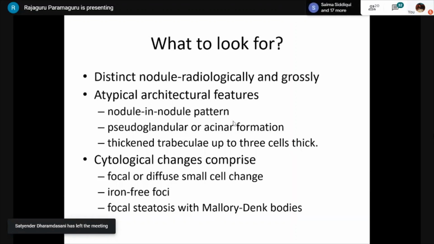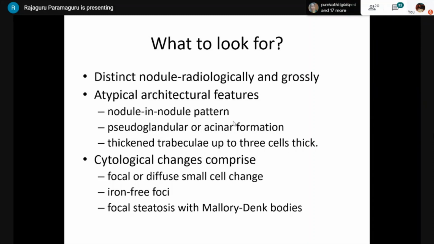And then pseudoglandular acinar formation, which is typical of hepatocellular carcinoma. I think most of you who have seen a case of HCC would have seen that. And thickened trabecular, that is, instead of the single cord pattern, you have up to 3 cells thick cord pattern. And cytologically, it will be a focal or a diffuse small cell change. I think that is very important.